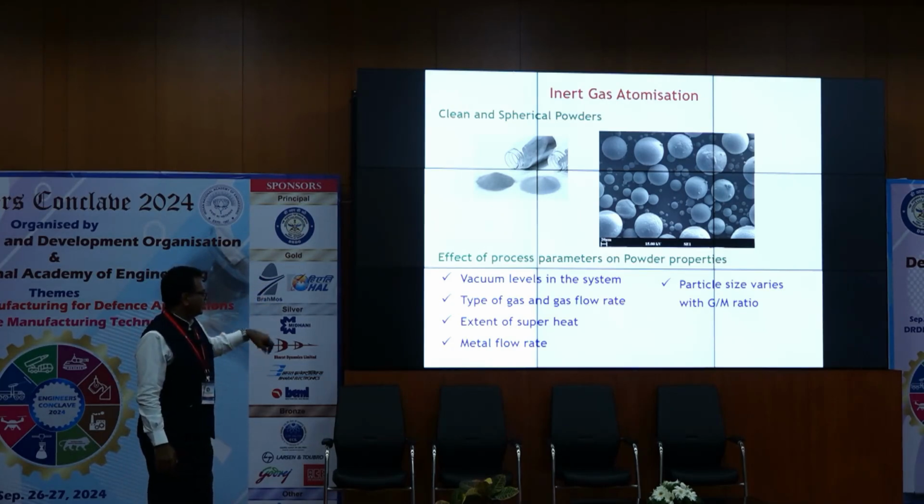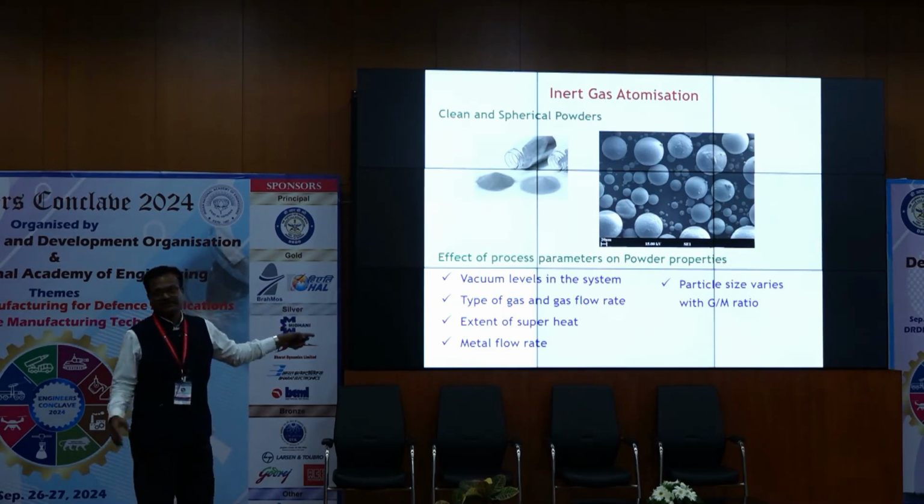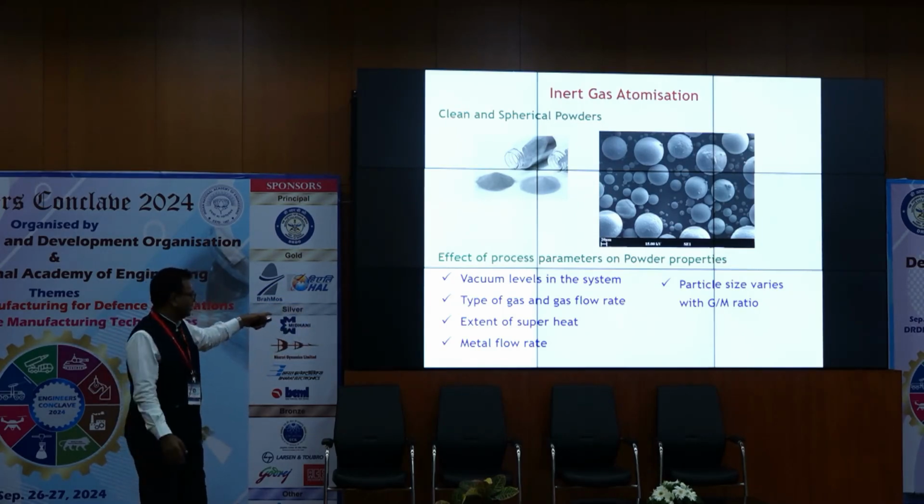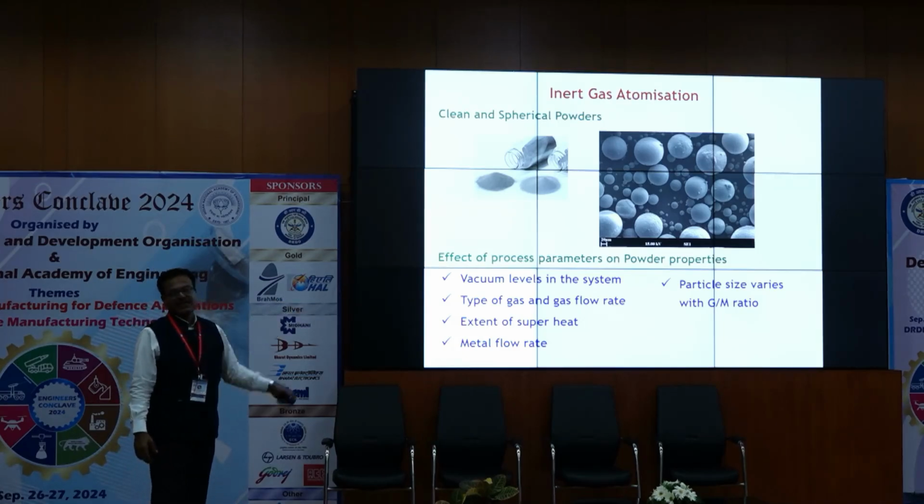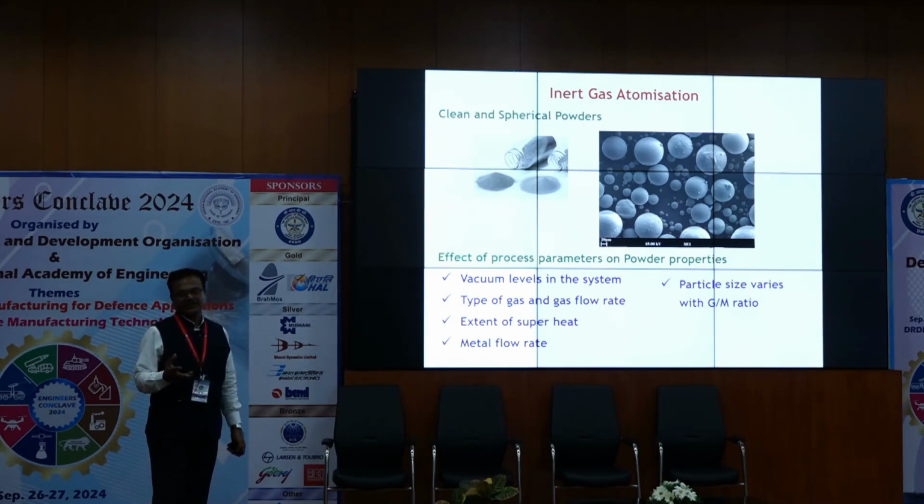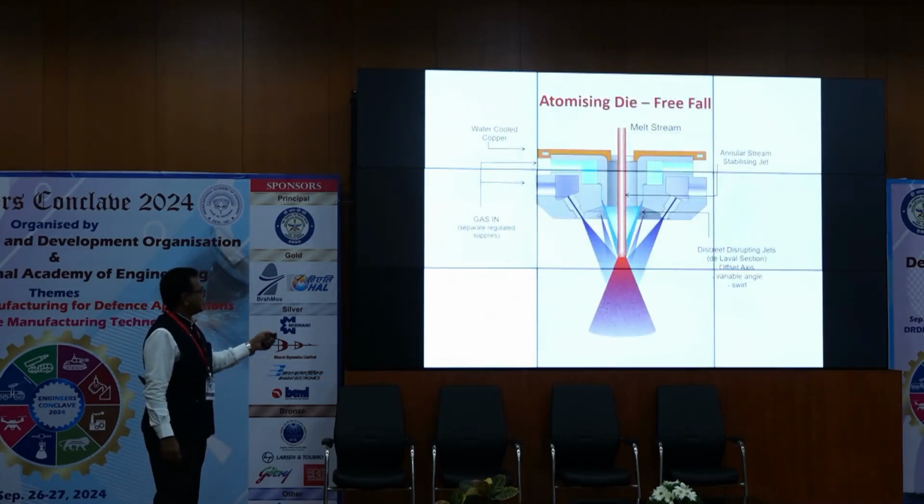Those things depend upon the parameters: the vacuum levels in the system, the type of gas and gas flow rate we use for the atomization, the extent of superheat we give it, and the metal flow rate. Particle size varies with the gas to metal flow ratios. So we have to control all those things to get a very narrow size and good spherical particles.